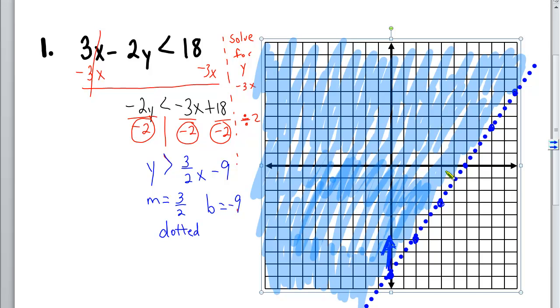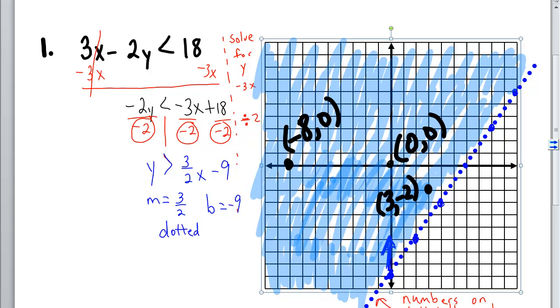This is our answer. If I wanted to find if something is a solution, any number inside the shaded region would be a solution. 0, 0 is a solution. Negative 8, 0 is a solution. 3, negative 2 is a solution. However, any number that is on the dotted line will not be a solution. So when we have an inequality, there are several possibilities for solutions. Any number in the shaded region we can plug into this equation and find that it is true.